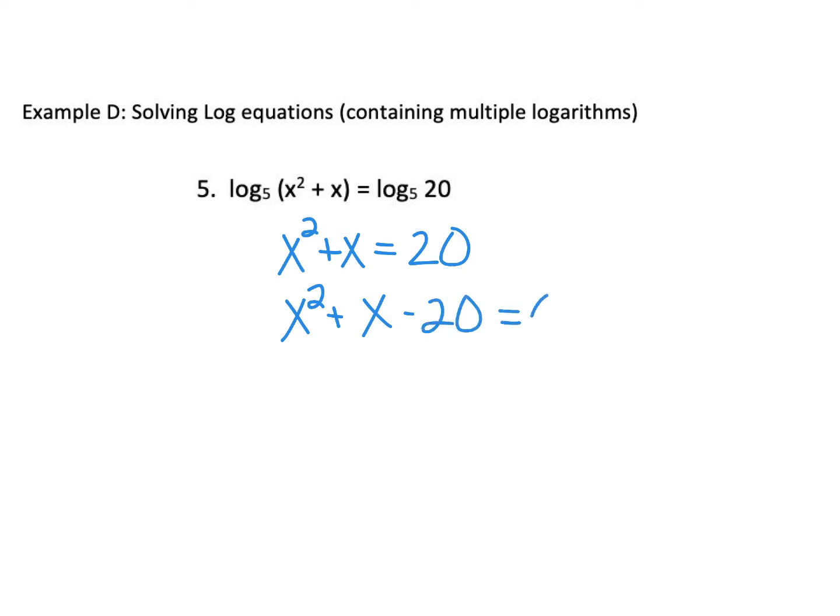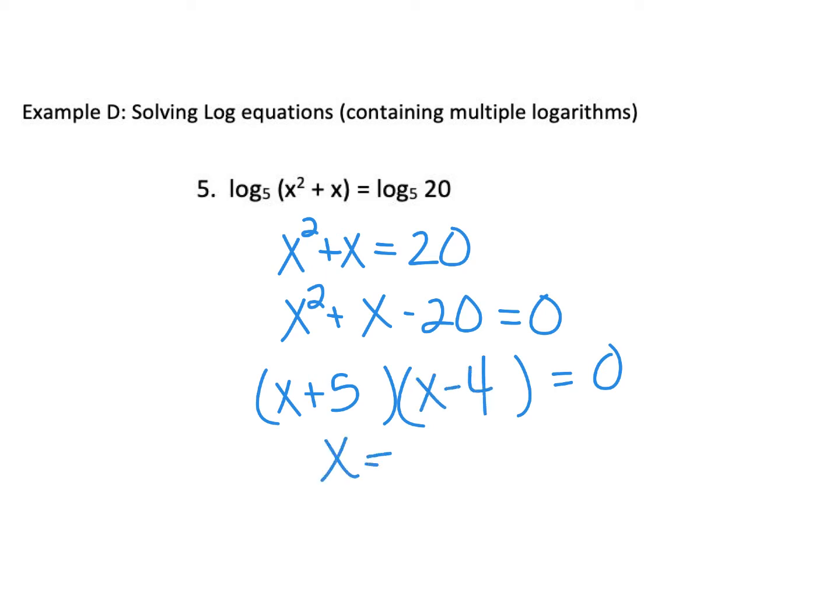I'm going to subtract 20 from both sides. I'm putting it in standard form. And lo and behold, that left side's factorable. And you thought you might be getting away from factoring finally. Gives me what? x plus 5 and x minus 4. Therefore, my solutions are x equals negative 5 and 4.